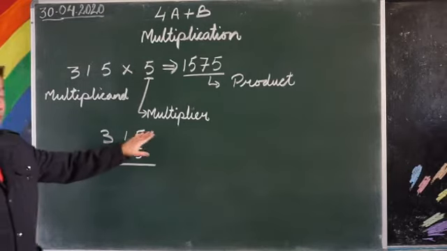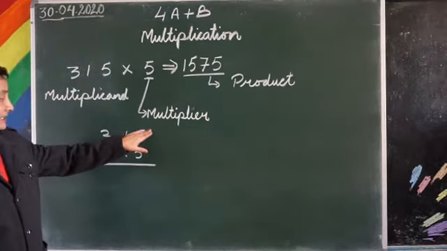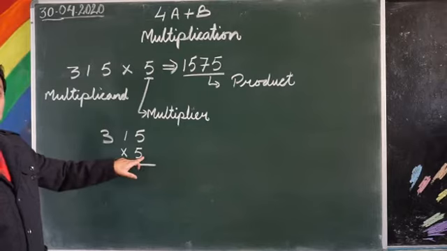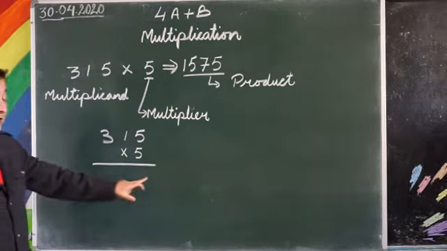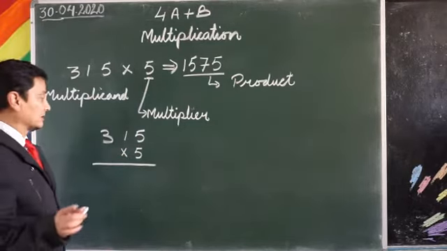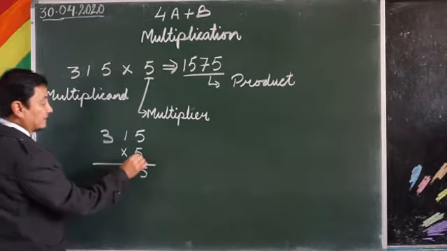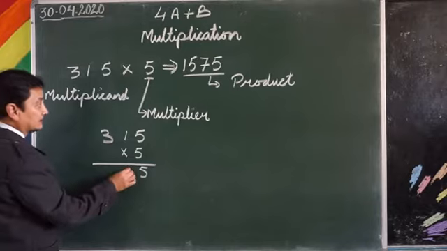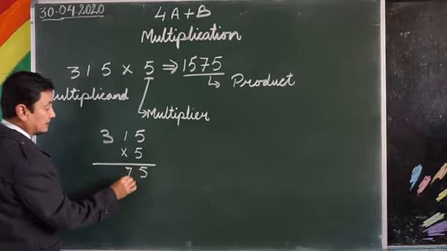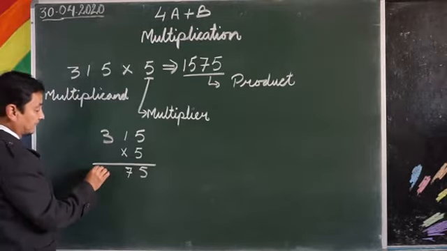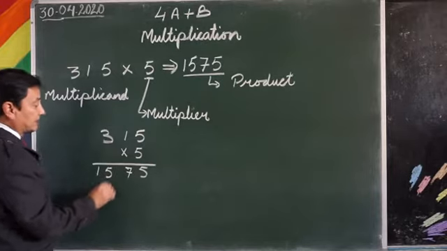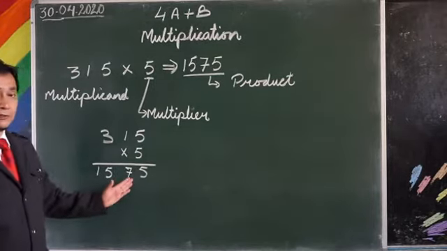Again, this is what? The multiplicand, and this is the multiplier. And the answer that we get? Good. It's known as the product. 5 5s are 25. 5 1s are 5, 6, 7. 5 3s are 15. Remember, when you multiply, the number should be one below the other.